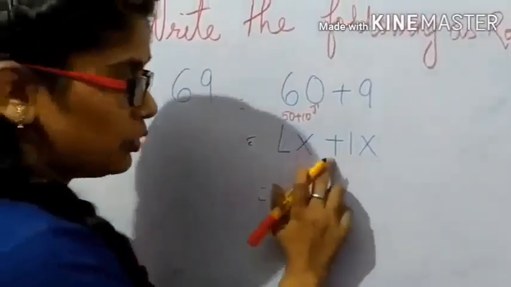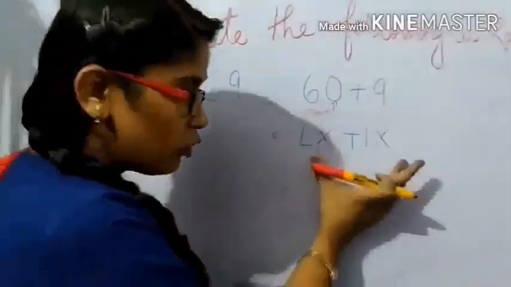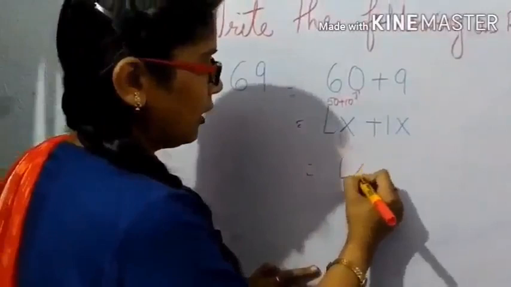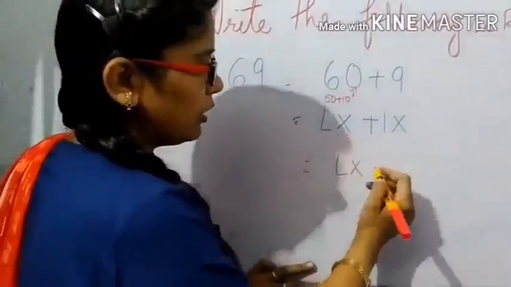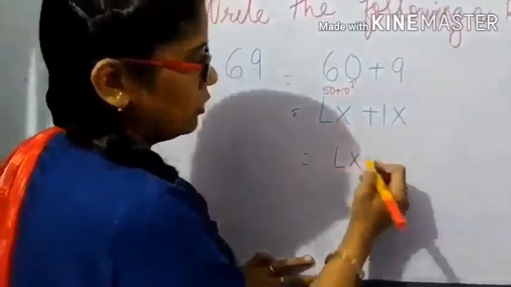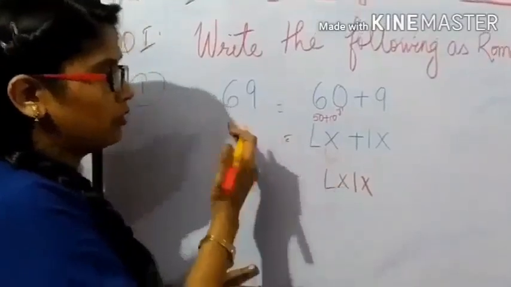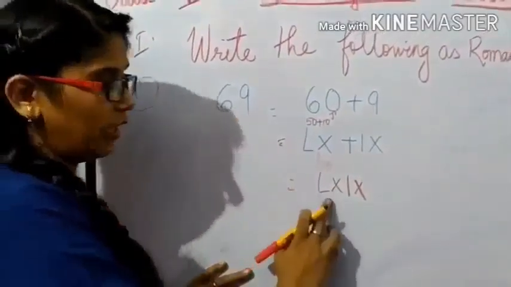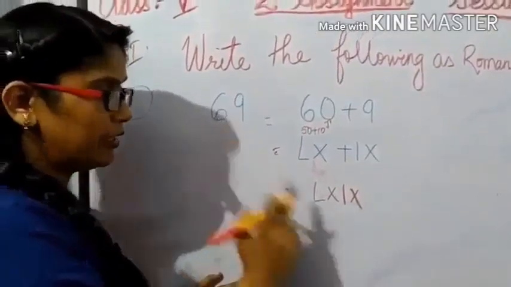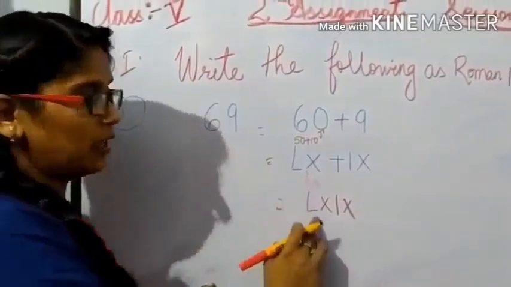And the next step will be, children, we will remove this plus sign and we will combine all the given letters. So L, X, we are removing the plus sign and then we are combining this letter IX. So the Roman numeral for 69 is LXIX. Understood? The Roman numeral for 69 is LXIX.